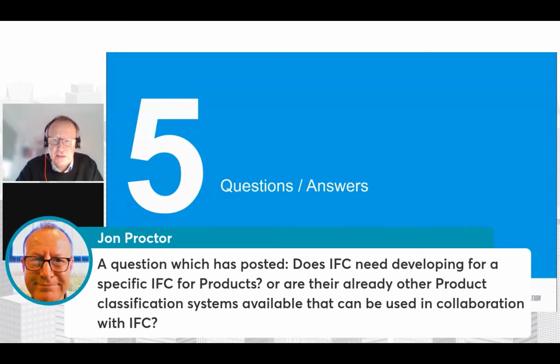Excellent, thank you. And another question that came in while you were presenting, you may have answered this when you talked about IFC and BSI standards and GS1: does IFC need developing for a specific IFC for products, or are there already other product classification systems available that can be used in collaboration with IFC? This is what we are trying to understand, really. As I'm saying, because we came from manufacturing, not from the buildingSMART area.